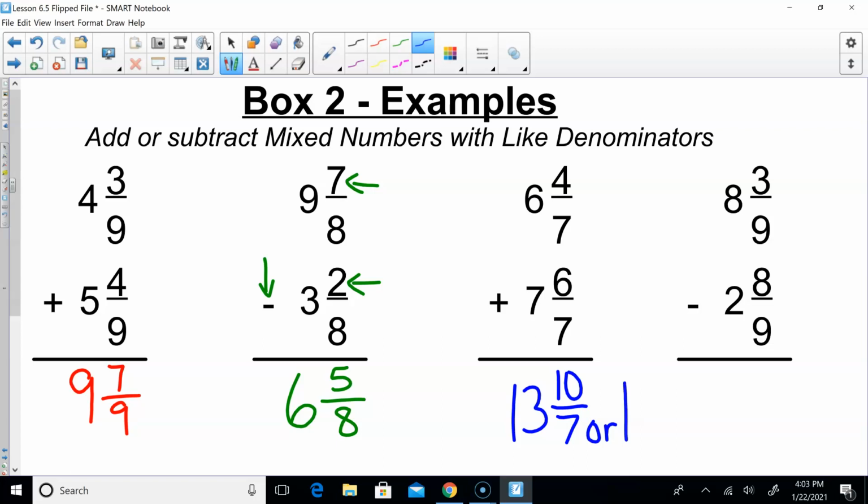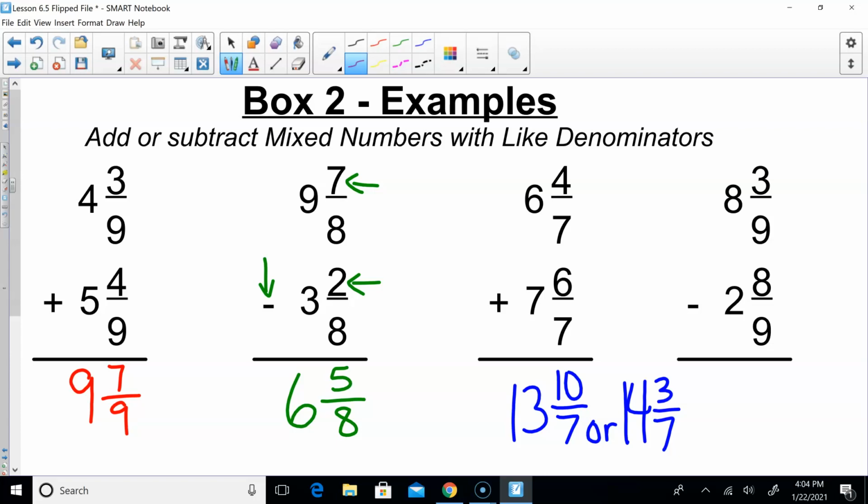Which means if I make one more whole, I'm going to have 14. I take 7 pieces away from 10, I'm going to be left with 3. So 13 and 10/7 is equal to 14 and 3/7, those would be the same answer. So that is that problem right there.